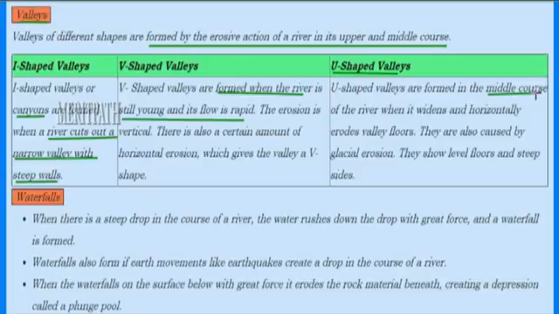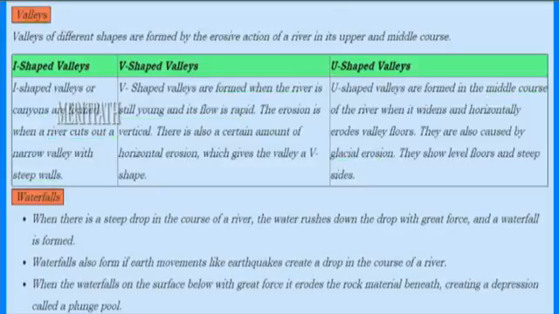U-shaped valleys are formed during the middle course of the river, and then the river widens and horizontally it erodes away the valley floors. Here the type of erosion is glacial erosion. So here level flooring will be there and steep sides will be there.